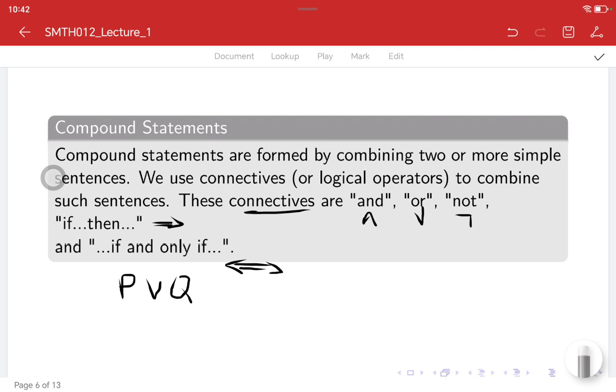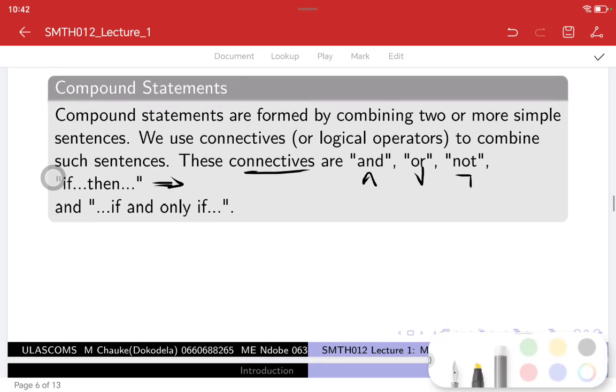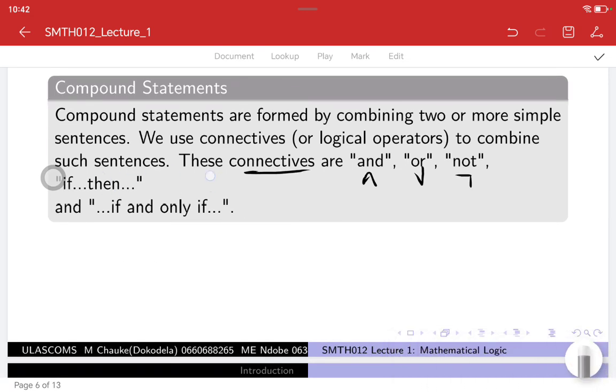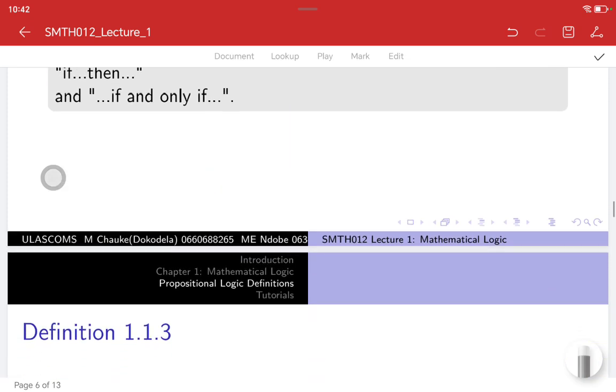Now, when we come to the next slide, let me erase this, then we go to the next slide. You must know that compound statements are statements formed by combining two or more simple sentences. We're going to be using the connectives, and I've shown you what connectives are, or we're going to be using logical operators. These are also called logical operators to combine such sentences.